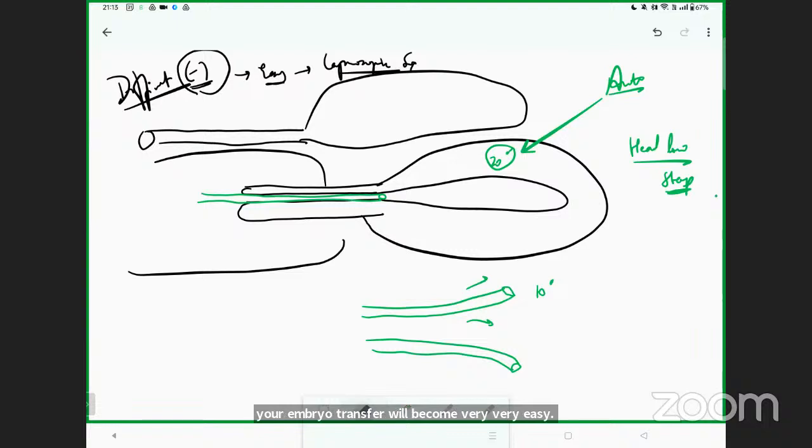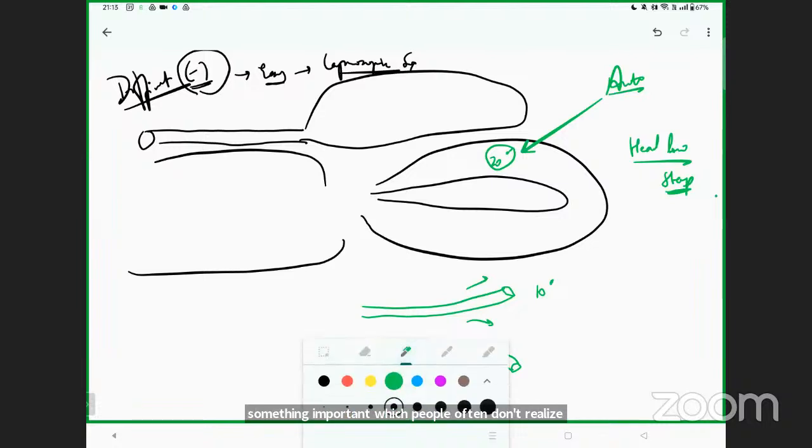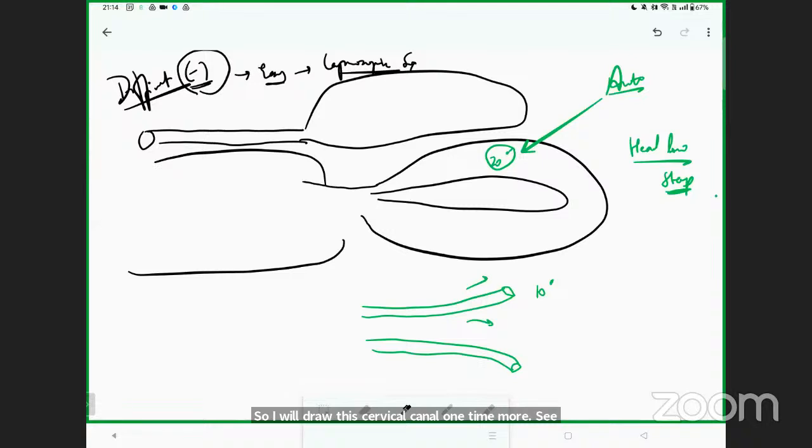Second, I also want to point out something important which people often don't realize about the cervical canal. I will draw the cervical canal one more time. There are many times where you will have a cervical canal which is something like this. All of you have seen this. It is a bent cervical canal. Remember one thing: if there is a single arc which is bent, there is no problem.